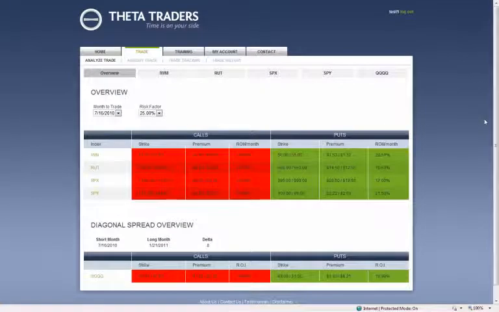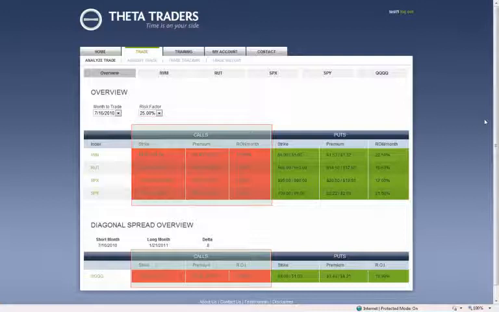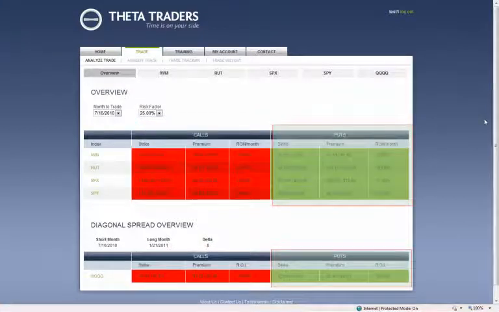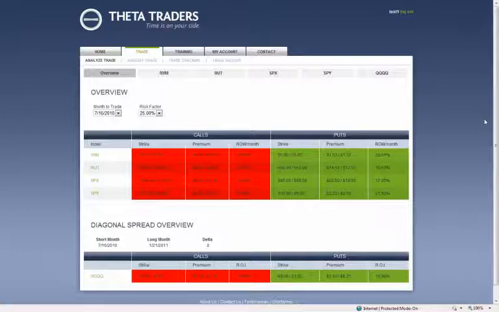The first page you come to after logging in is the overview page. Here you see the 5 symbols, the Russell 2000, the S&P 500, and the NASDAQ at the bottom of the screen. The columns on the left are for call contracts, the right column is for put contracts. An important part of trading these strategies is to collect the highest premiums possible and enter trades at a time that is most likely to succeed.